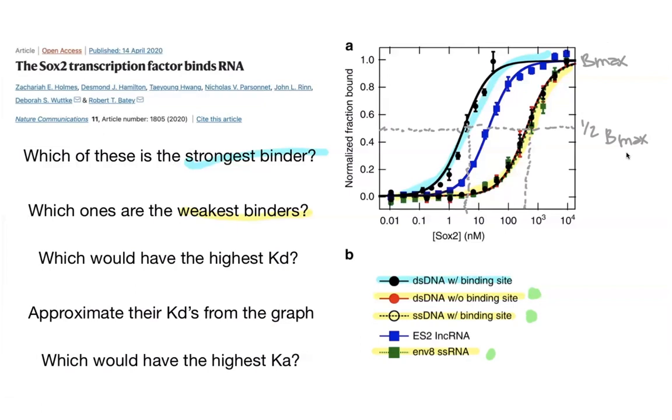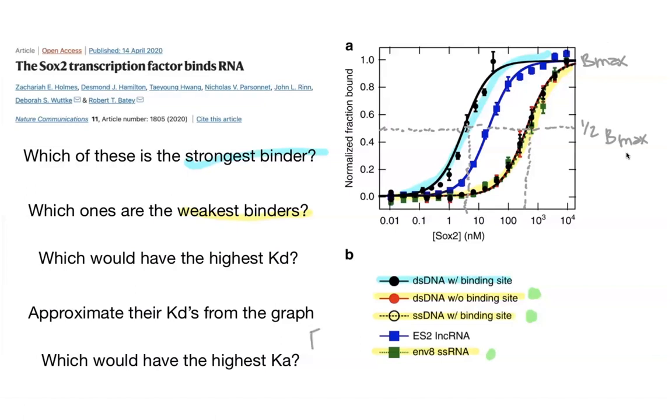Okay, so which would have the highest Ka? So the higher Ka, let's think about this. Remember that Kd is the inverse of the Ka. Ka is going to be the binding affinity. So basically what this is going to mean is that if you have a higher K, that means more of it's going to be bound.